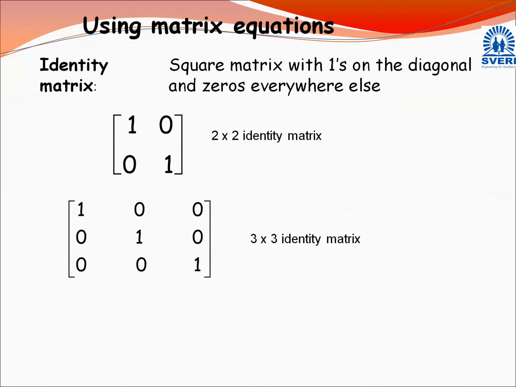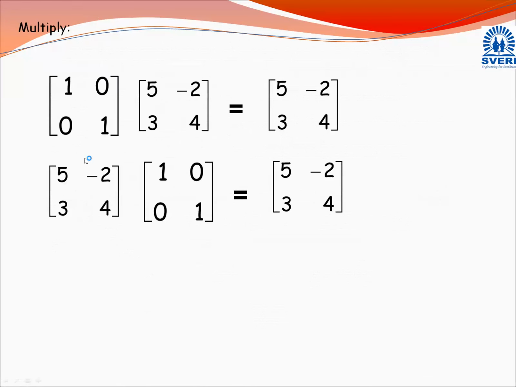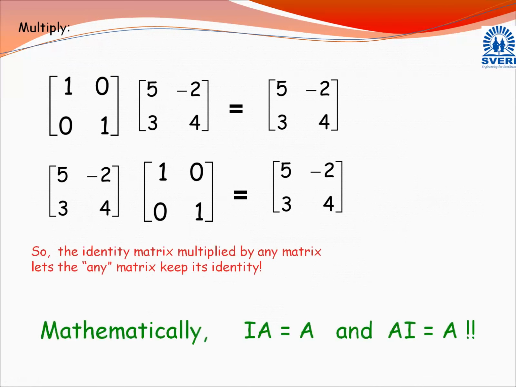Using matrix equations: a square matrix with ones on the diagonal and zeros everywhere else, so 1 0 0 1, is the identity matrix, 2 by 2, 3 by 3. It is a quick review. The identity matrix is to matrix multiplication as 1 is to regular multiplication. So here you can multiply matrices. Mathematically, I into A is equal to A and A into I is equal to A.